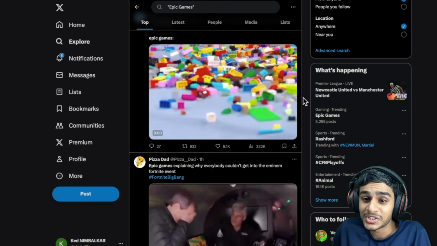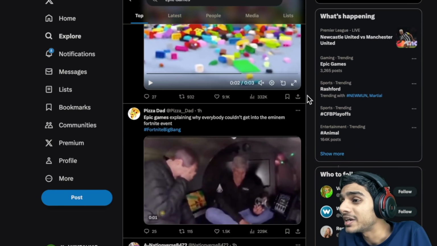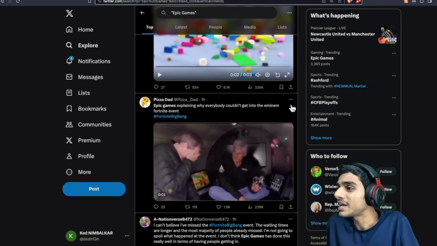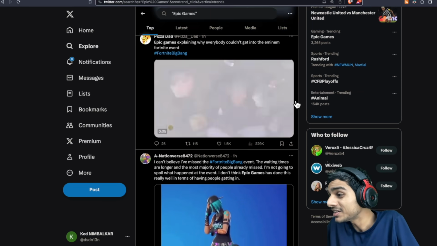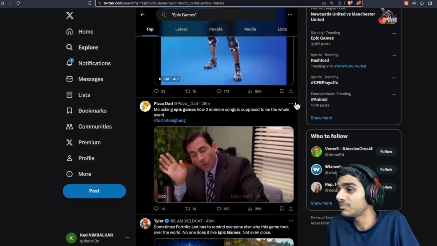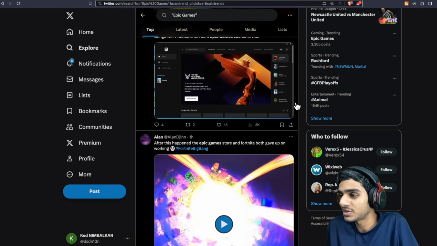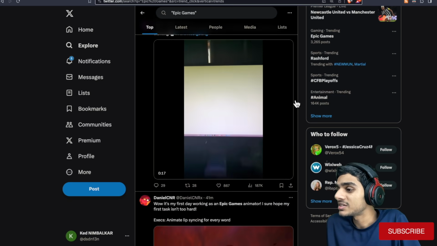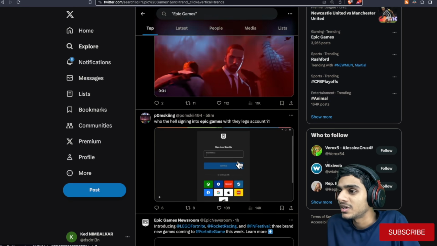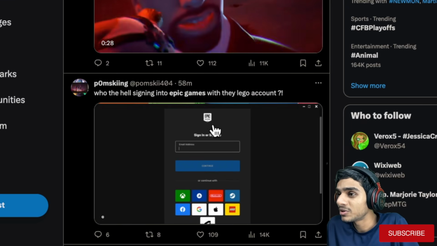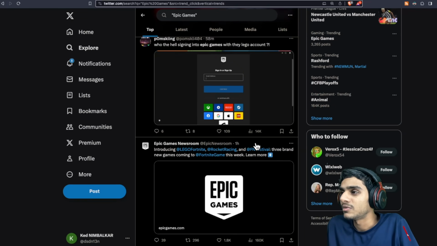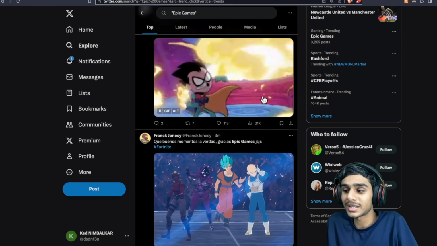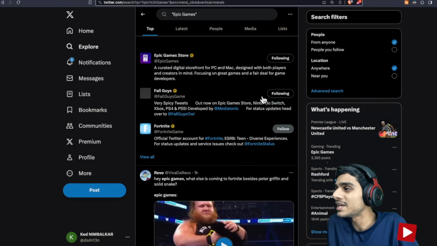Fortnite caused the rush. Many people rushed onto the Epic Games login. Now nobody can log in. When this will get fixed is a doubtful situation. We don't exactly know when this will get fixed, but guys, this is a serious catastrophic failure. It is not possible to sign into Epic Games, not even the Lego account, not even Rocket League, nothing, guys. Epic Games is completely dead as of right now.